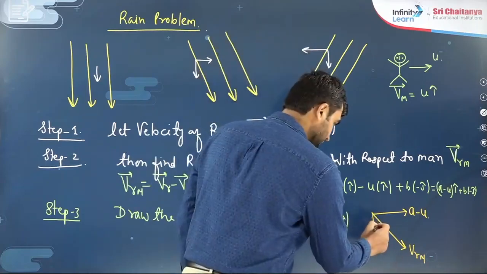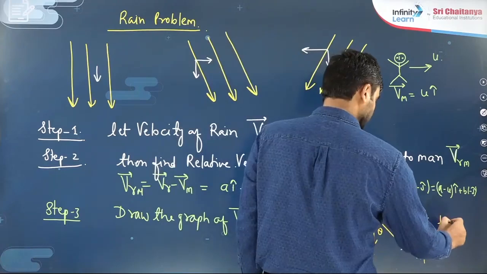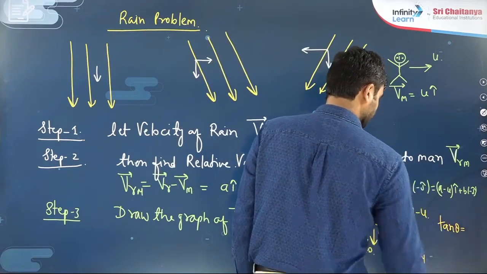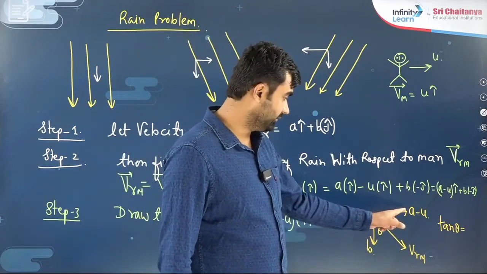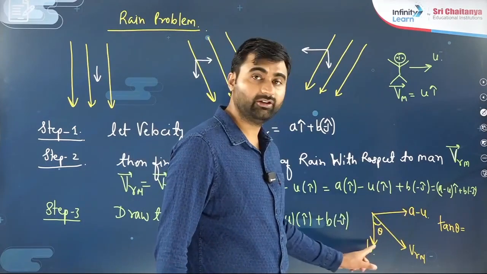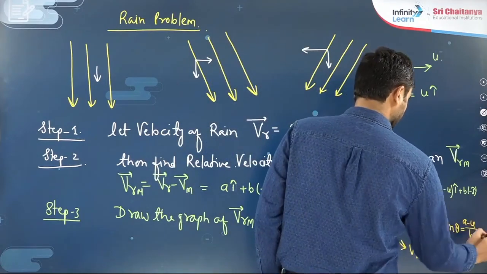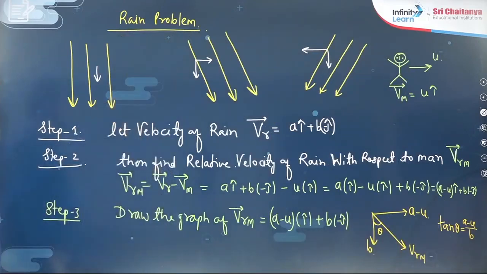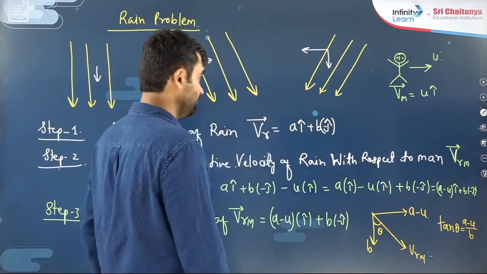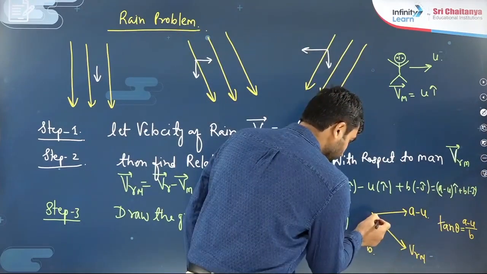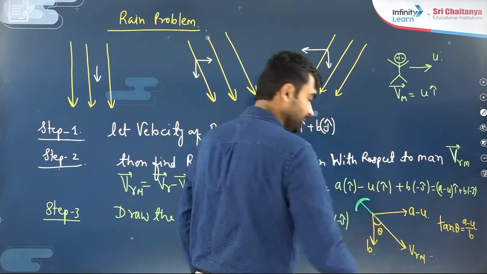Sometimes they ask this angle. So what is the angle value? Tan theta we can easily calculate. You know tan theta is perpendicular by base. So perpendicular is this one, base is this one. So tan theta is (A minus u) divided by B. So we have to hold the umbrella opposite to this VRM. So this is the direction of holding the umbrella.